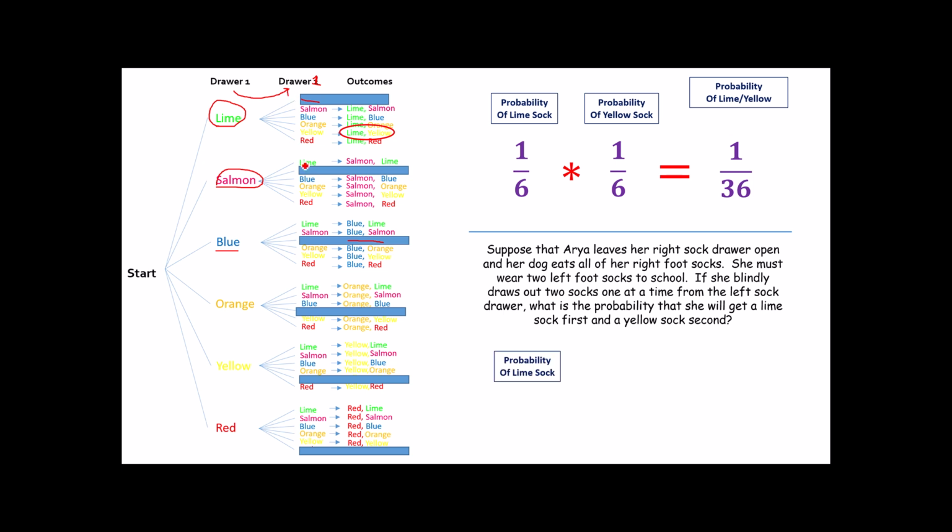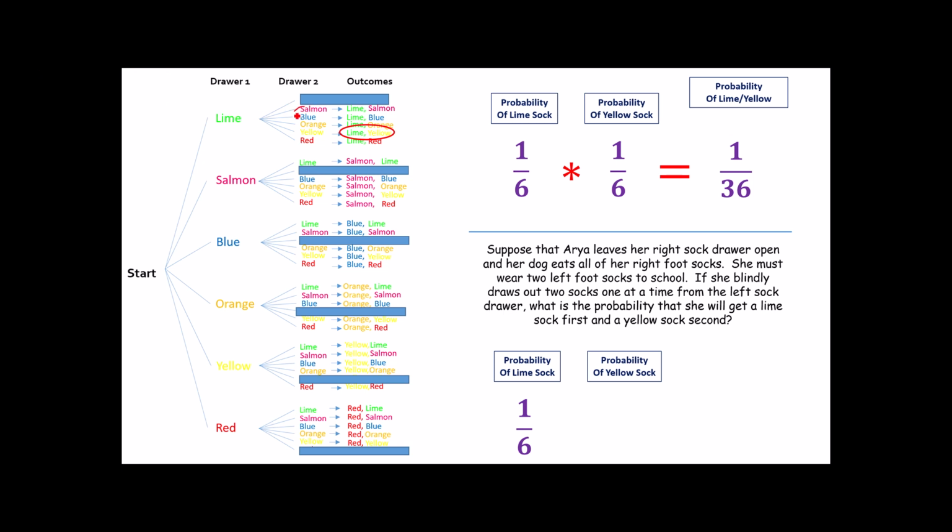Now, when I look at the probability of getting the lime sock on the first draw, let me erase my ink here real quick. The probability of getting the lime sock is still the same. There are still 6 socks in the drawer. There's still only one of them that's lime. So the probability of the lime sock is the same. But the probability of the yellow sock is different. And that's where we really need to slow down and think about this.